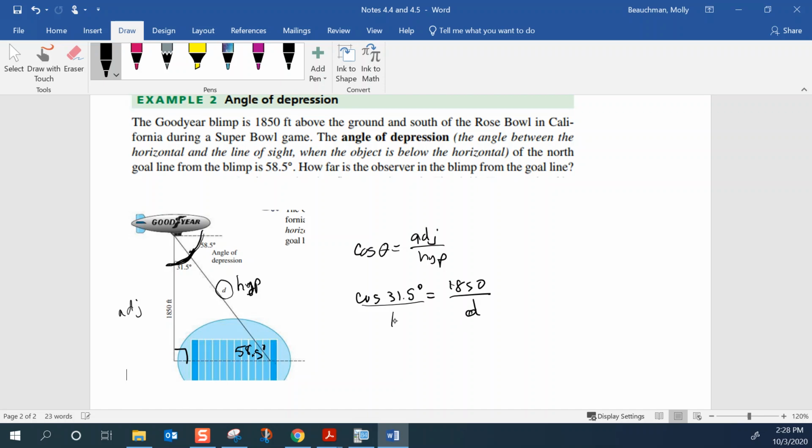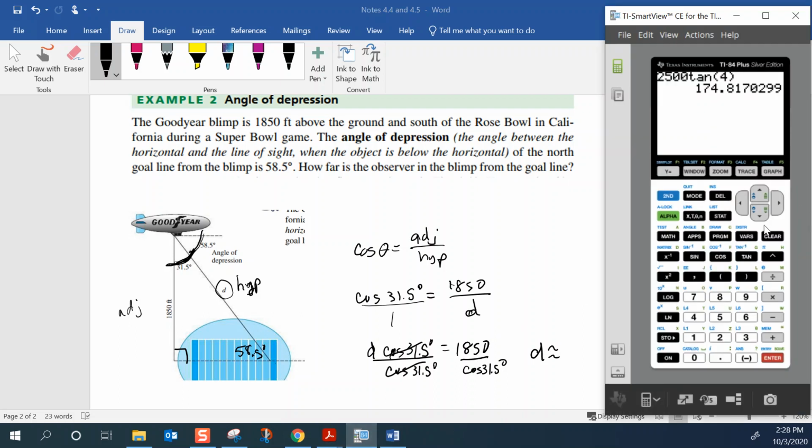So to solve, cross multiply, or multiply both sides by d. I get d times the cosine of 31.5 degrees is equal to 1,850. Divide both sides by the cosine of 31.5 degrees. These cancel, and d is approximately whatever I get when I take 1850 divided by the cosine of 31.5 degrees.